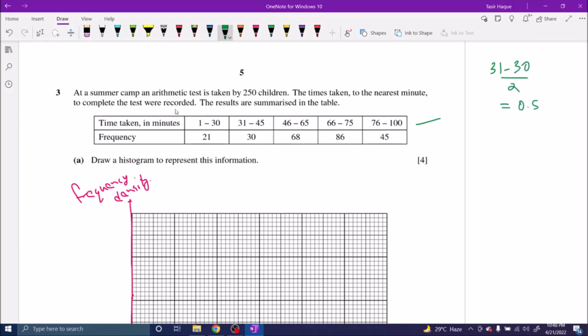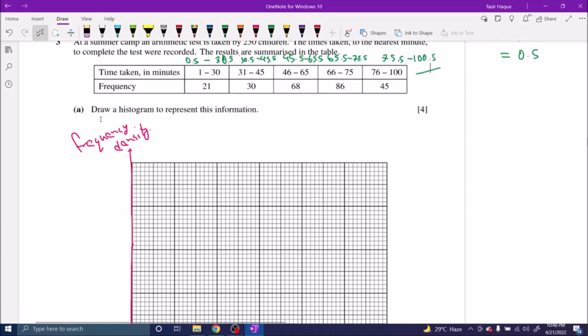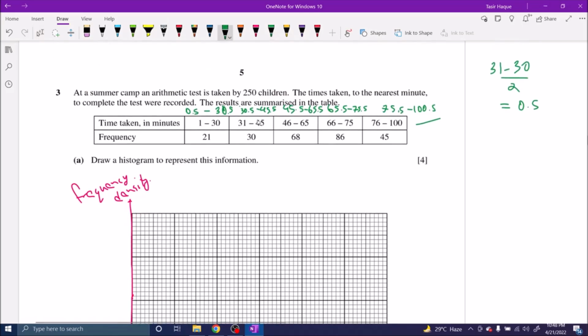It's going to be 0.5. So this ends up being 0.5 to 30.5, then 30.5 to 45.5, then 45.5 to 65.5, and so on. 65.5 to 75.5, 75.5 to 100.5. Okay, so now let's label these properly, and let's find out the frequency density.